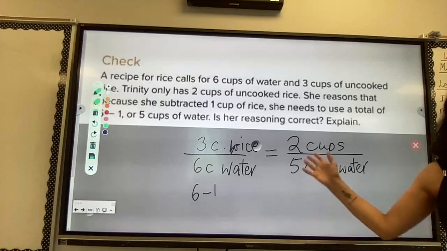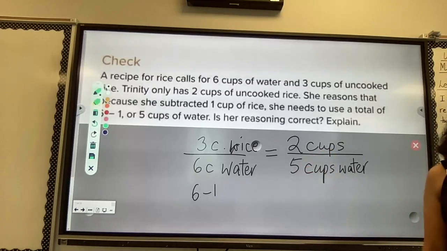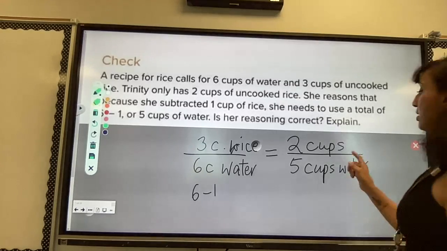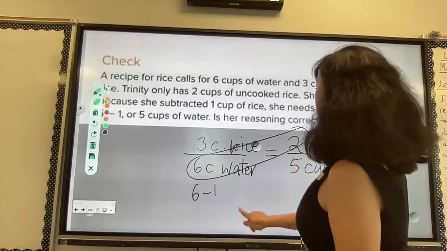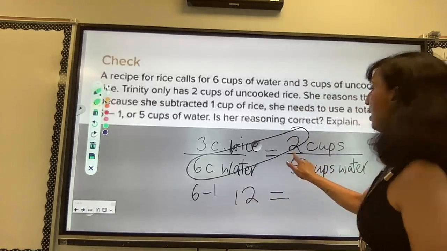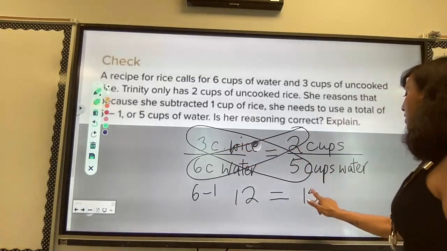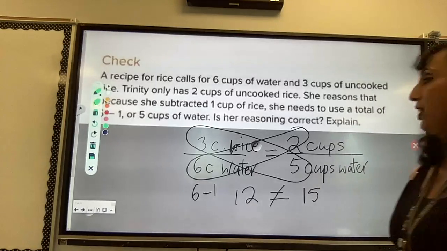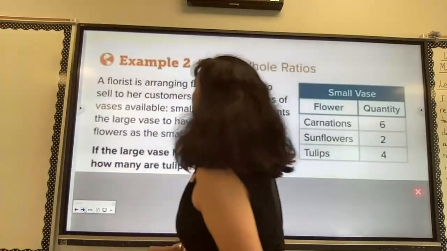No, it is incorrect if you look at this, because they are definitely not equivalent ratios. Okay. For every 3 cups of rice, there are 6 cups of water. To cook 2 cups of rice, Trinity needs to use a total of 4 cups of water, because the number of cups of water is twice the number of cups of rice. Okay. So if I look at this also, look, 2 times 6 is 12. And 3 times 5 is 15. So it is definitely not equivalent. All right, let's look at this one.